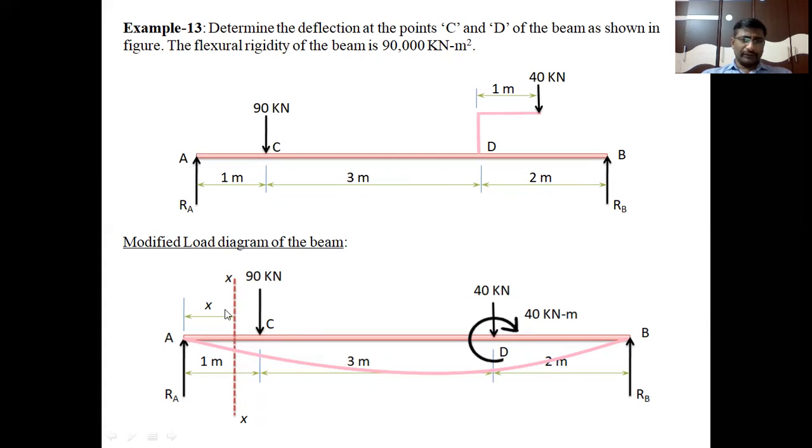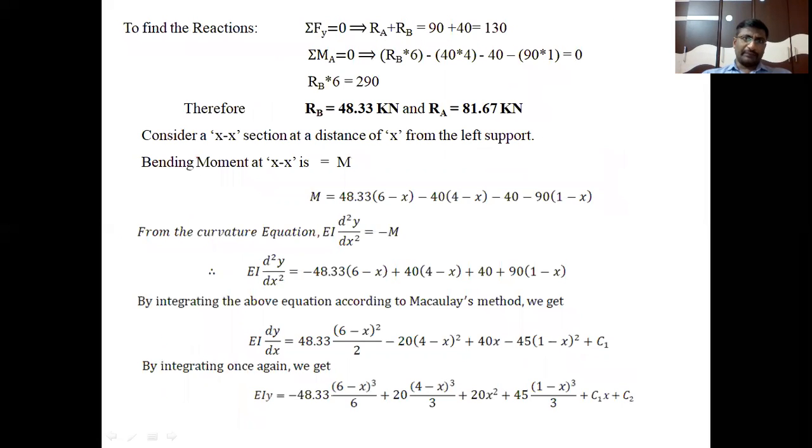Okay. So before proceeding to the problem, we should find RA and RB, the reaction forces at A and B. So take the XX section at a distance of X. The XX section must cover all the loads which are acting on the beam, at a distance of X from the left support. Okay. So find RA and RB.